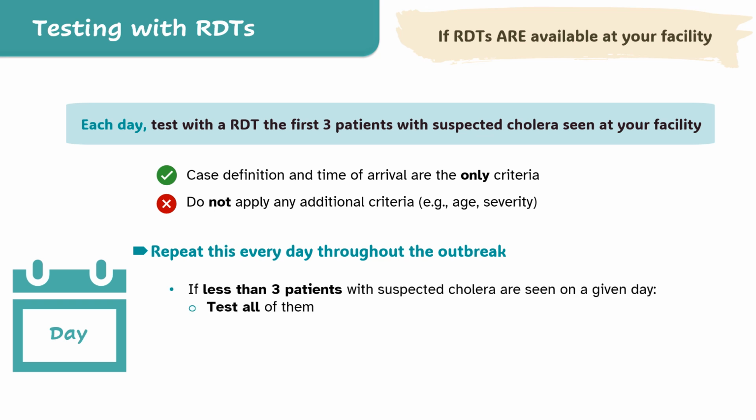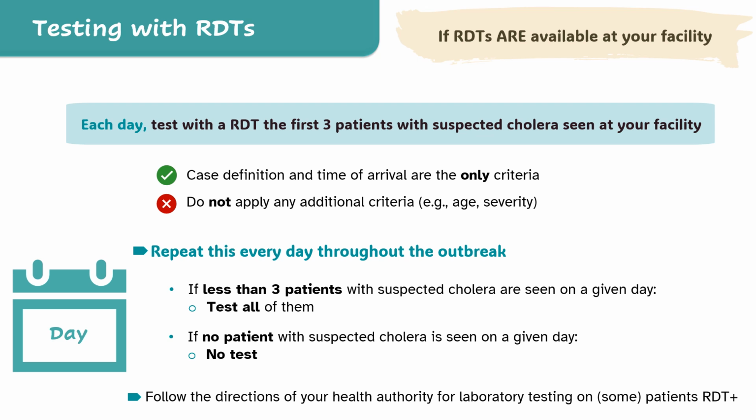If on a given day, less than 3 patients meeting the definition of a suspected cholera case are seen at your facility, then test all patients meeting the case definition. If on a given day, no patient meeting the definition of a suspected cholera case is seen at your facility, then no patient is tested on that day. Periodically, some samples tested positive by RDT will be subject to additional laboratory testing. On this, follow the directions of your health authority.